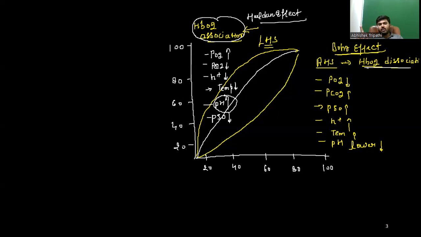So RHS shows the HbO2 dissociation curve, and this is known as the Bohr effect. And LHS shows the oxyhemoglobin association curve, and this type of effect is known as the Haldane effect.